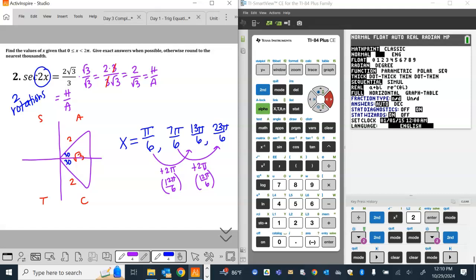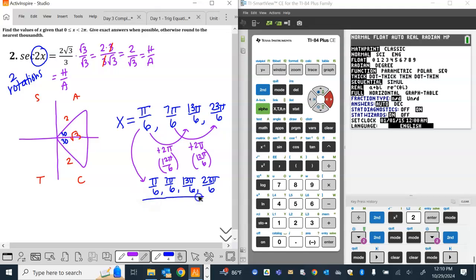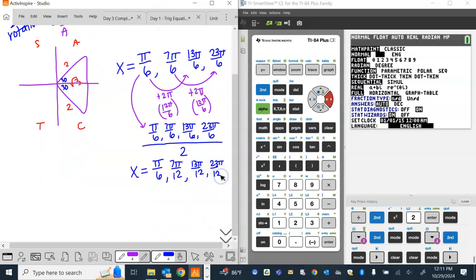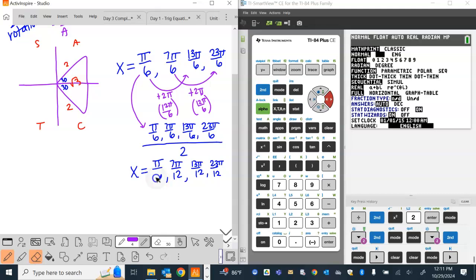Now I want to take all of these and I want to divide by 2. So I'm going to do pi over 6, 7 pi over 6, 13 pi over 6, 23 pi over 6. And I'm going to divide them by 2 because of my 2 rotations. So now my denominator is going to become 12. So pi over 12, 7 pi over 12, sorry, these should all be 12s, 13 pi over 12, 23 pi over 12. I'm going to change this one denominator. This was a mistake, it should have been 12.